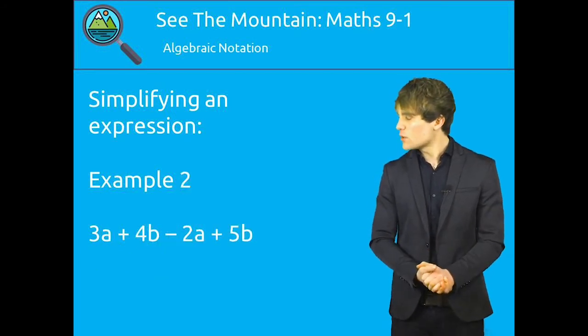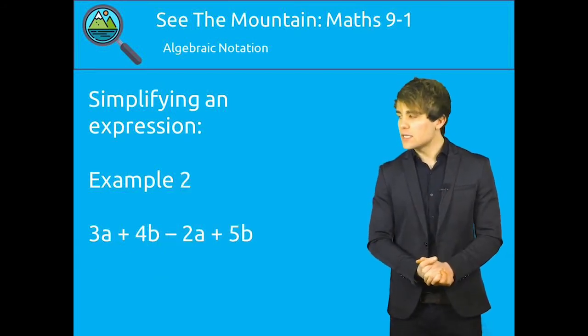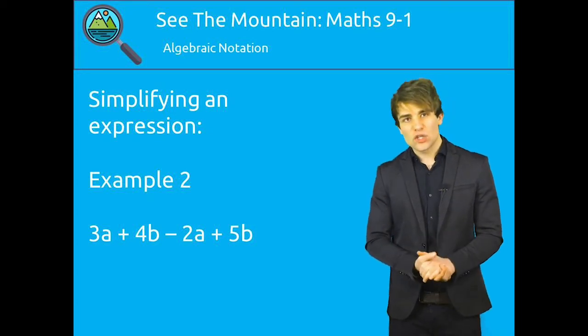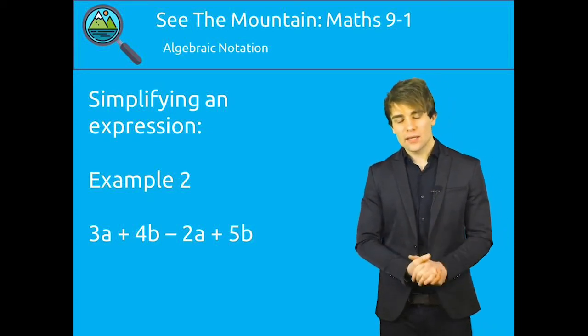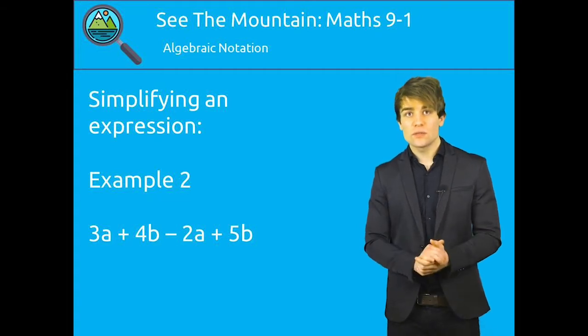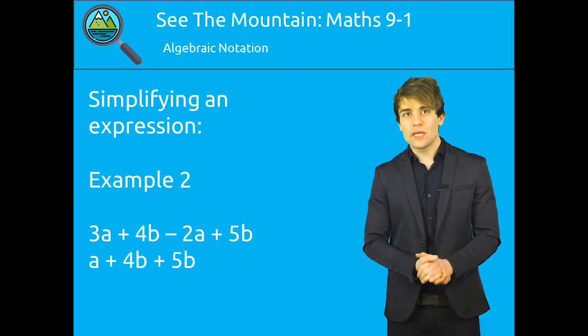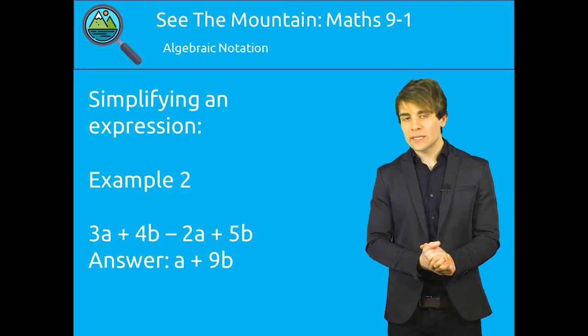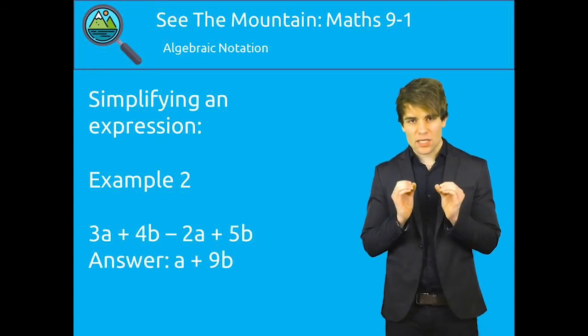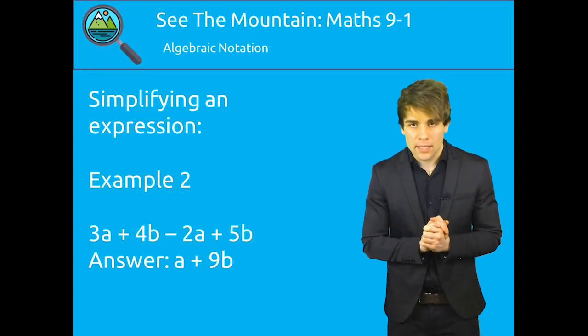Let's try example 2 involving collecting like terms. You should have found that 3a minus 2a just gives you an a. And then 4b plus 5b gives you 9b, for our final simplified expression of a plus 9b.